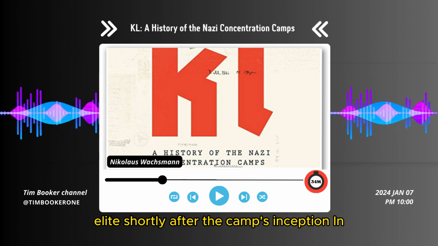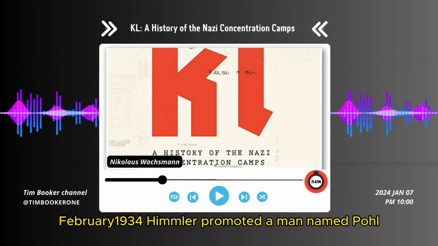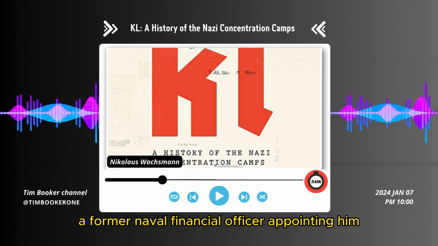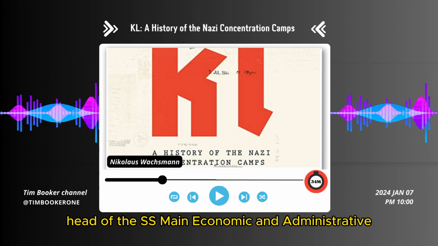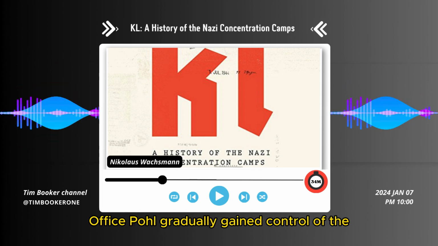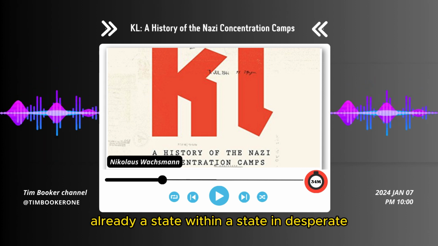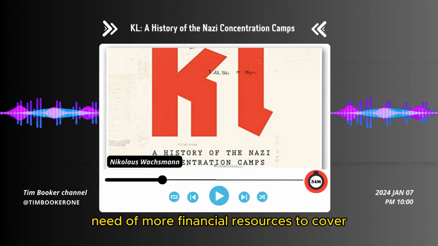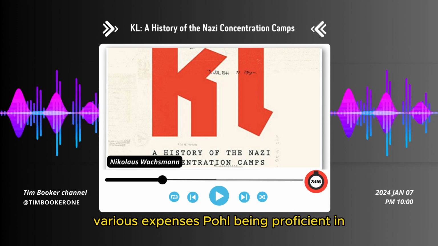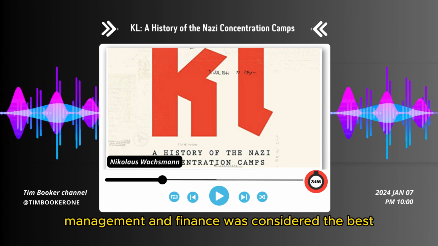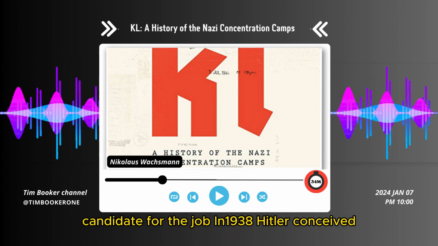after the camp's inception. In February 1934, Himmler promoted a man named Pohl, a former naval financial officer, appointing him head of the SS main economic and administrative office. Pohl gradually gained control of the SS financial authority. Himmler saw the SS, already a state within a state, in desperate need of more financial resources to cover various expenses. Pohl, being proficient in management and finance, was considered the best candidate for the job.